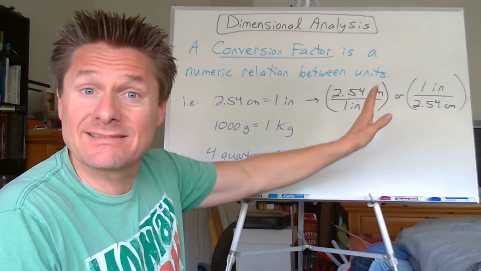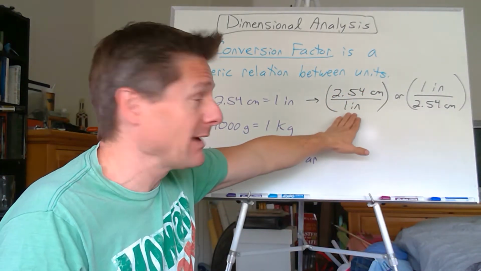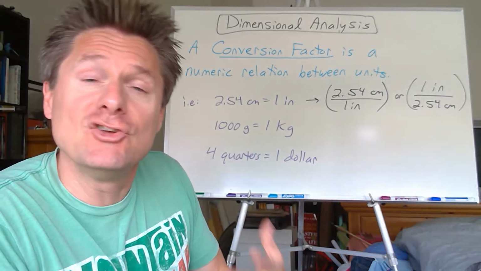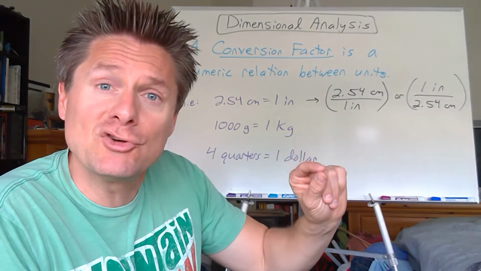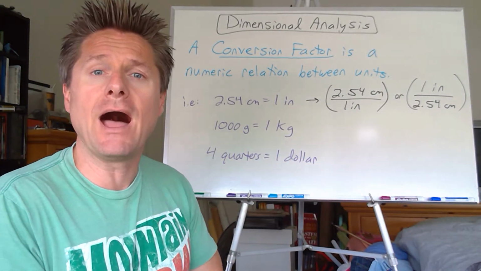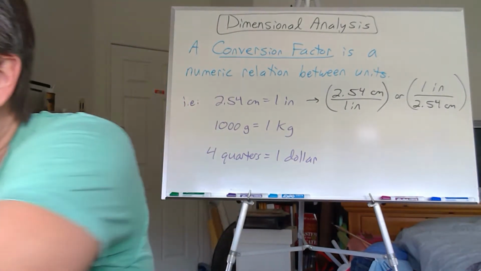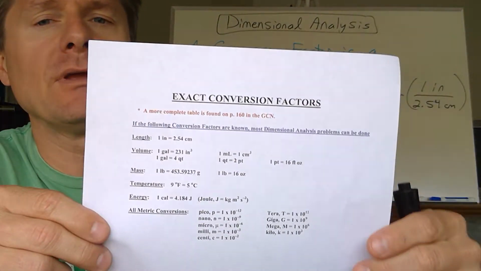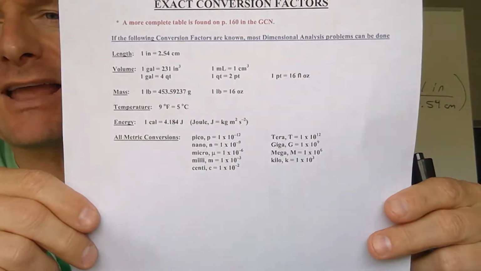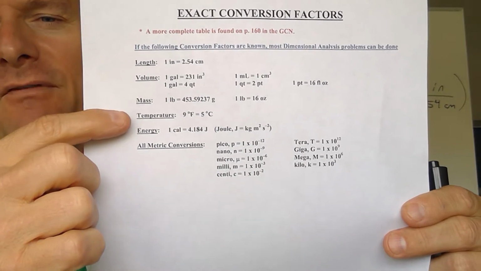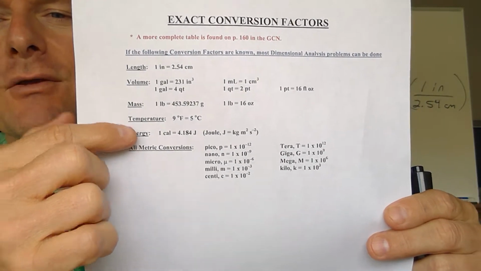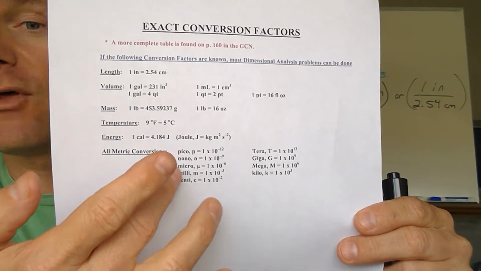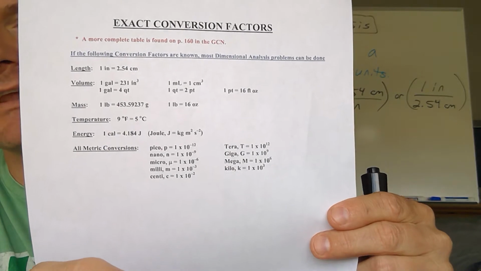Some of these are exact, some of them are not. This one happens to be exact, so it has an unlimited number of significant figures. For conversion factors that aren't exact, you have to account for those in your calculation when you're tracking uncertainty. So we want to use exact conversion factors as often as we can. If you go to my website, I hunted down a bunch of exact conversion factors for different things: length, volume, mass, temperature, energy units. These are all exact by definition, so unlimited significant figures. The whole metric system is unlimited significant figures.